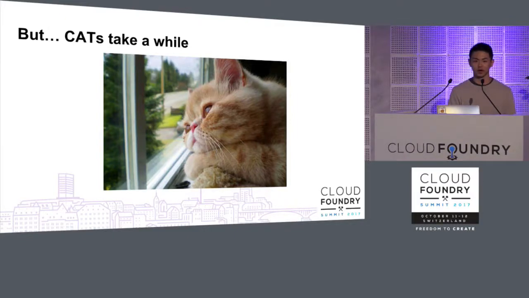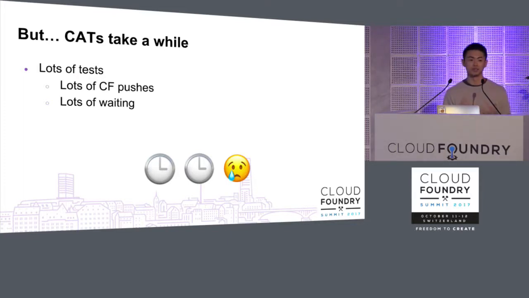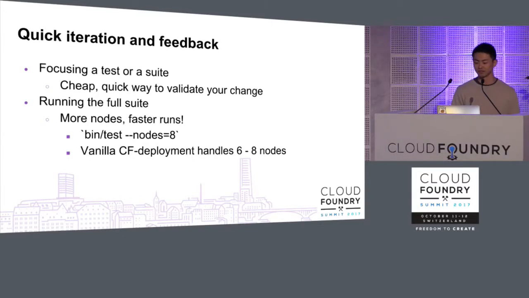You're excited, you're hyped, but it takes a really long time. And it takes a really long time because it has lots of tests, which creates lots of CF pushes, which means lots of waiting. And lots of waiting makes us sad. Developers feel like it's an expensive operation to make on your daily workflow. And as a result, they become discouraged from running CATS. And so what we're here today to do is convince you of some of our workflows and how we can achieve quicker iteration and faster feedback.